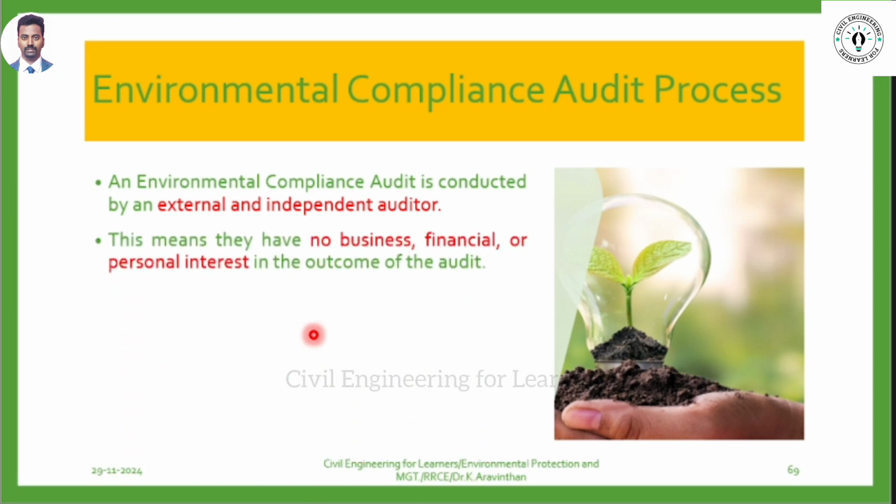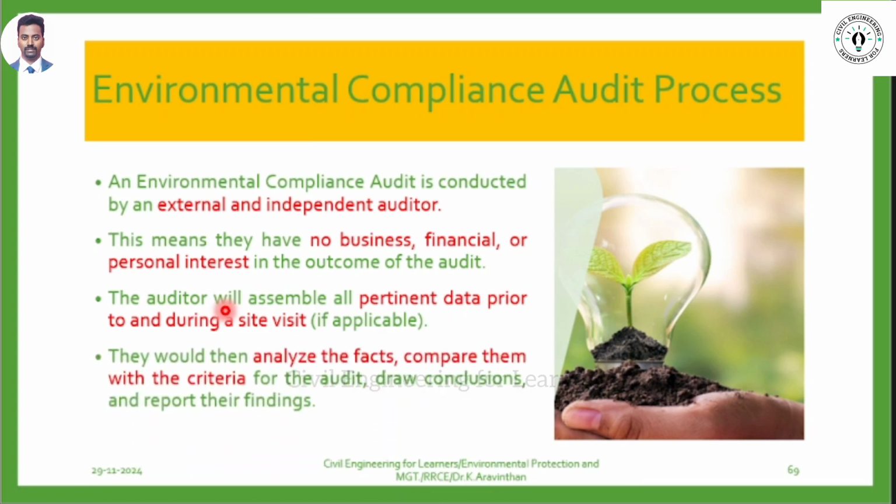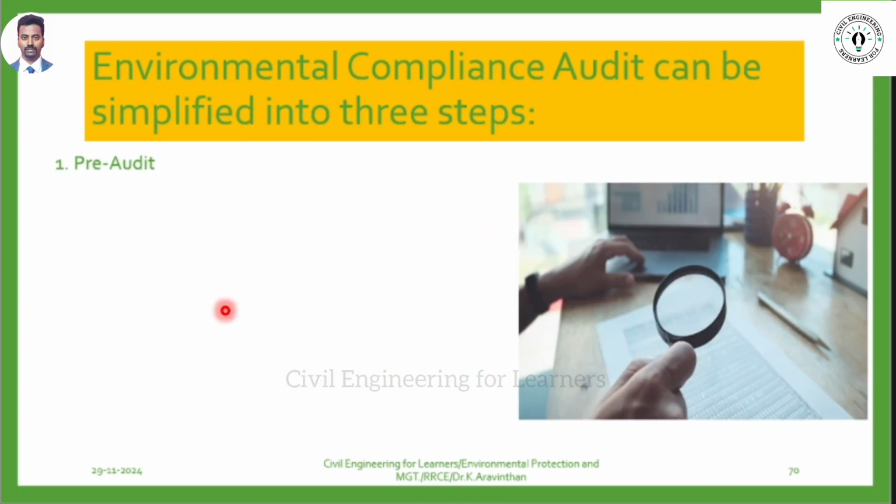The environmental compliance audit process is conducted by external and independent auditors. Who will come for auditing? I told you in the last class: university professors, a national laboratory, IISc, and DRDO, which is a national laboratory. What is DRDO? This is called DRDO. They are purely a research organization. From there, people might come for the audit. They are not from a private organization, which means there will be no business, financial or personal interest for them. So they will come for the audit, check all the data during the visit, analyze it and compare it with the criteria.